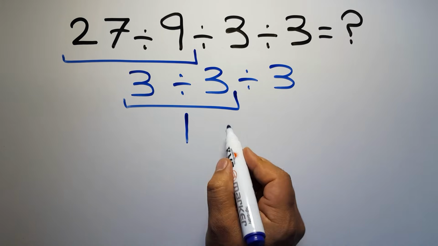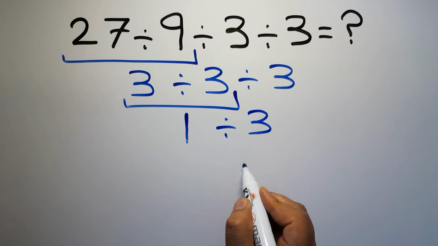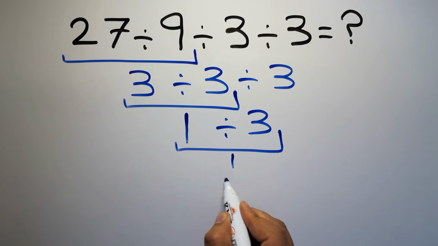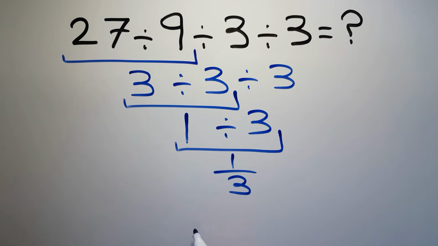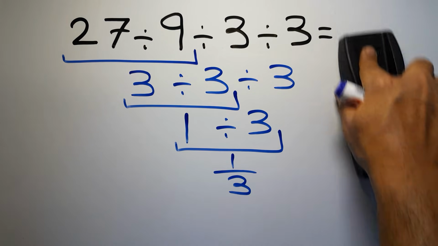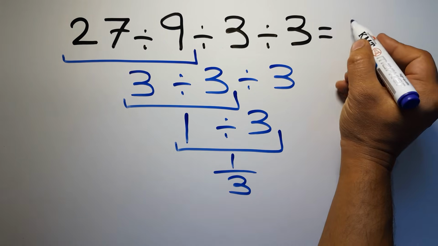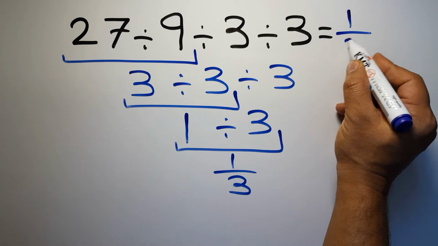So 1 divided by 3 can be written as 1 over 3. And this is our final answer to this problem. The correct answer is 1 over 3.